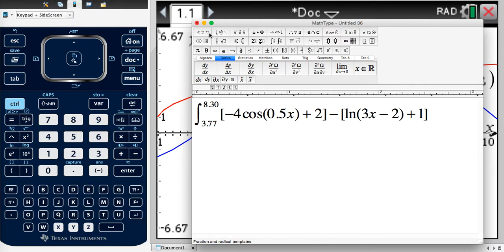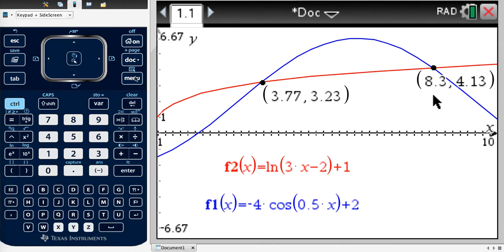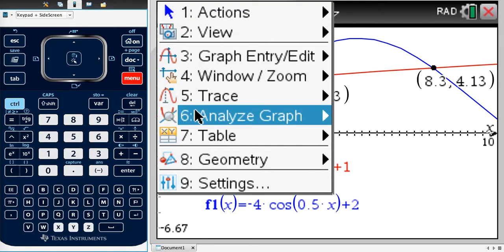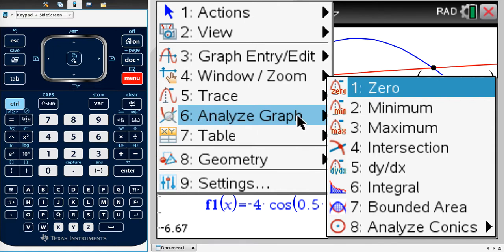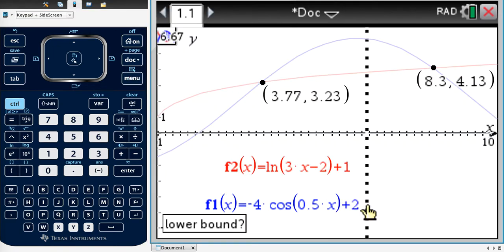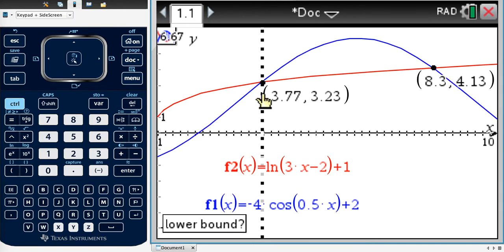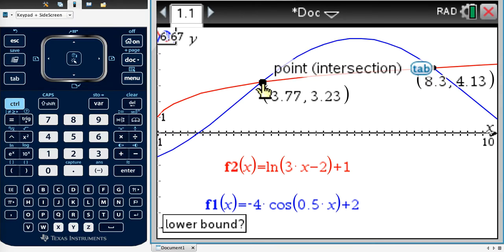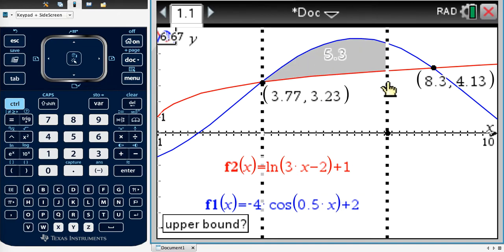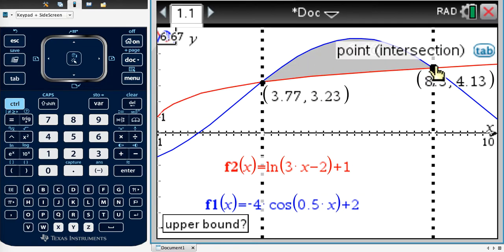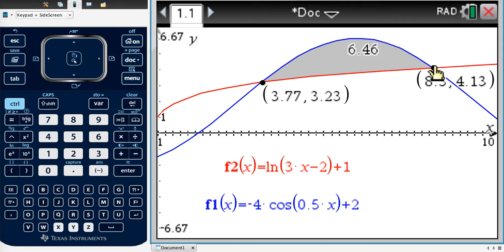Alternatively, there is a function on here, we go analyze graph, where we can do the bounded area. And what we can do is we'll see that if we go to the intersection point, it'll actually highlight it. It means it's really going to snap to that intersection point exactly. So that'll be my lower bound. I can do the same up here. Click for that point there. The intersection point is my upper bound.